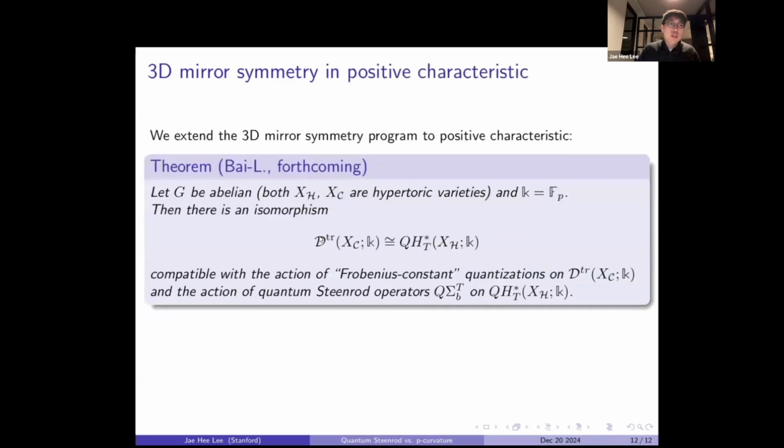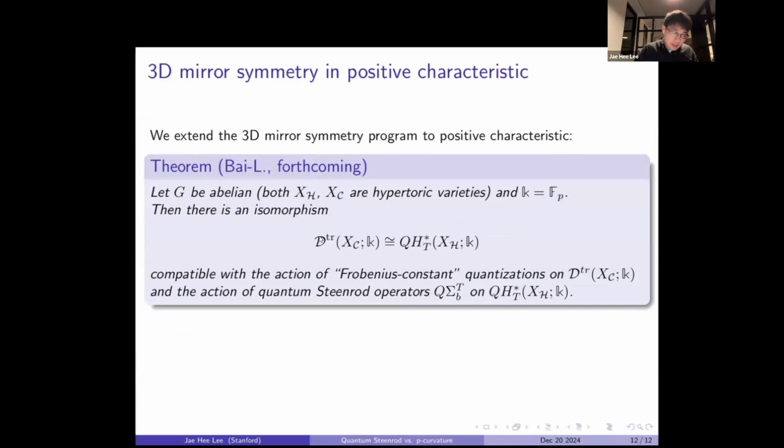So using this formulation of 3D mirror symmetry, in joint work in preparation with Shaoyun Bai, we show that this isomorphism between these two D-modules in 3D mirror symmetry can also be extended to positive characteristic. So this isomorphism, when you work in positive characteristic, intertwines the action of the quantum Steenrod operators on the Higgs side with certain operators on the Coulomb side related to characteristic p deformation quantizations in representation theory.